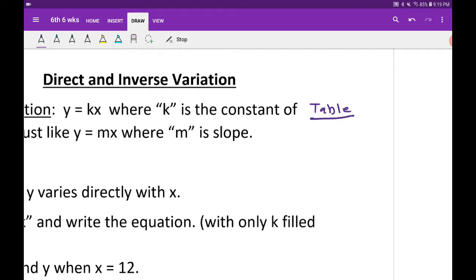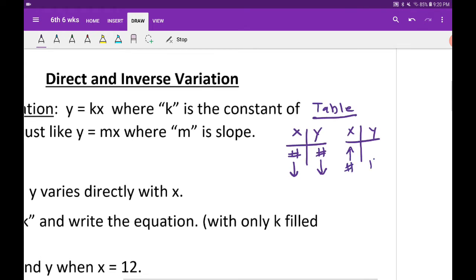All right, and in the table we have an x and a y. Basically what it's saying is, as your x number decreases, the reason it's direct is that your y numbers will also decrease with it. And vice versa, if your x numbers increase, the y numbers will increase as well. So that's why they're directly related. They go in the same direction.